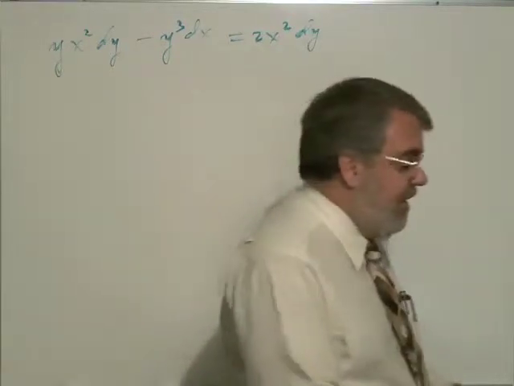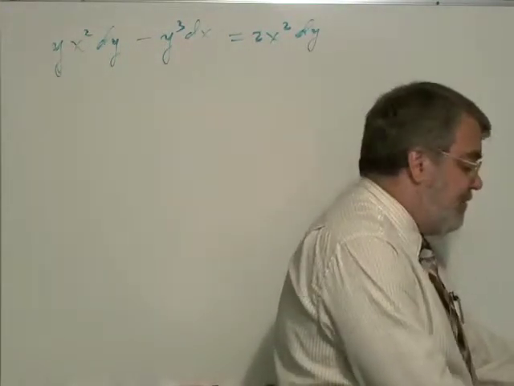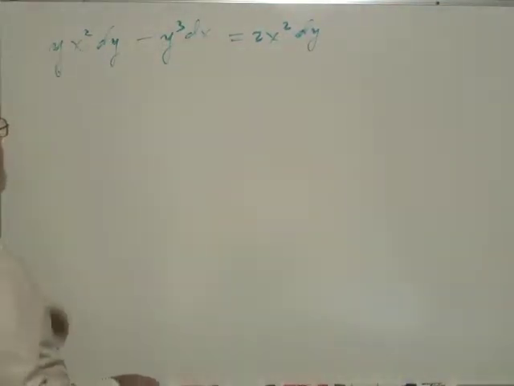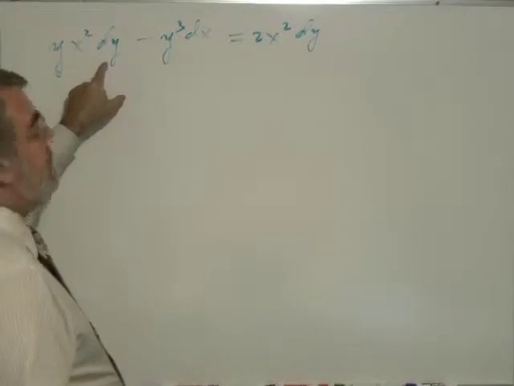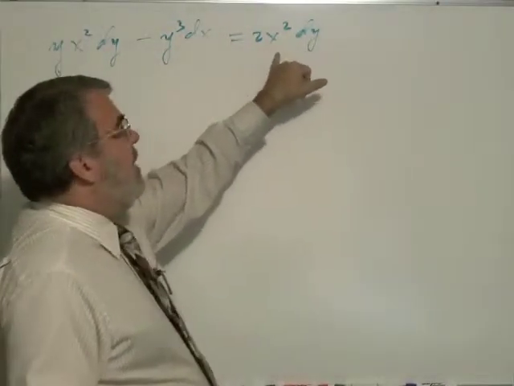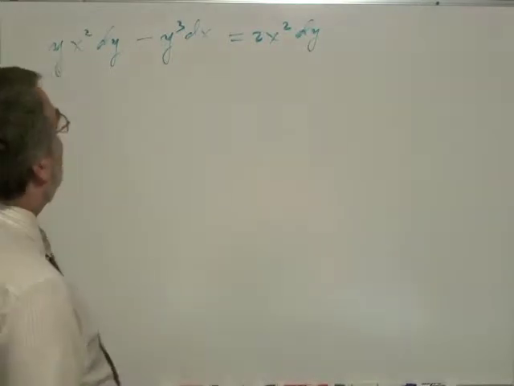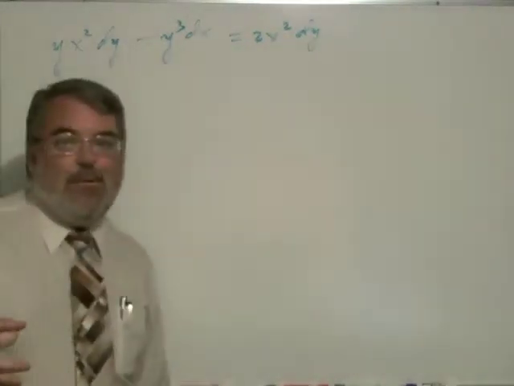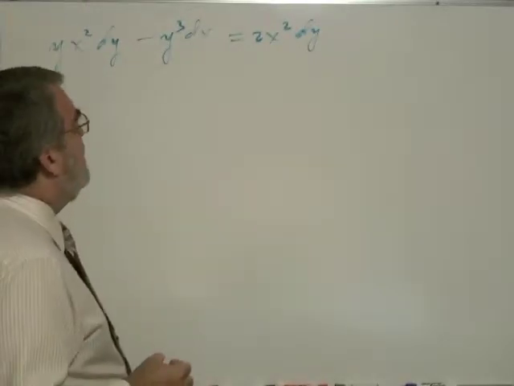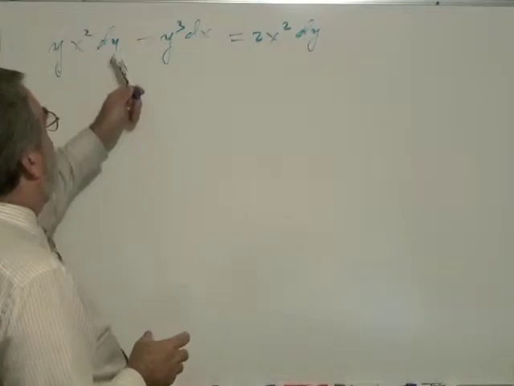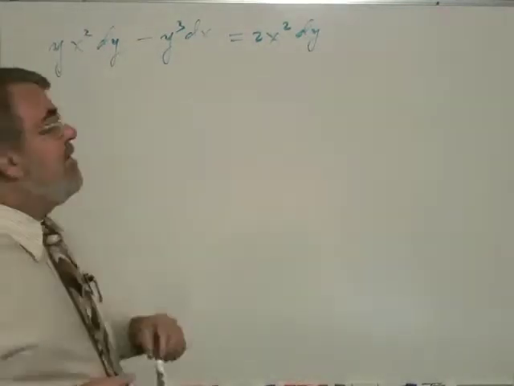So I'm going to read it to you, just to make sure you can read my writing, so I'll tend to read the problems to you. y x squared dy minus y cubed dx equals 2x squared dy. Alright, well, this is the differential form of a differential equation because we don't have a y prime or dy dx, we have differentials, dx's and dy's.